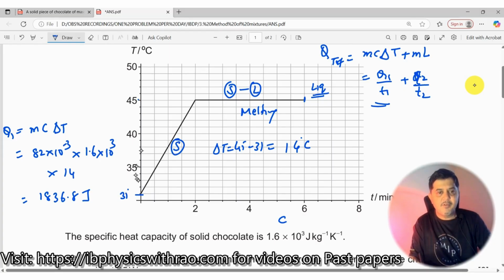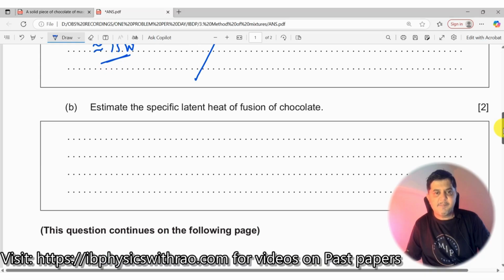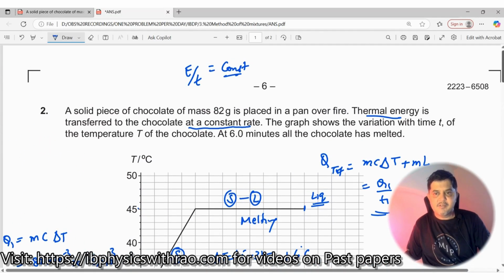Now we have got until here, so what is the next step? Estimate the specific latent heat of fusion of the chocolate. He is asking for the value of L. Now, what does the question say? Thermal energy is transferred to the chocolate at a constant rate. The same rate it is being transferred, which means the energy by time taken is the same.